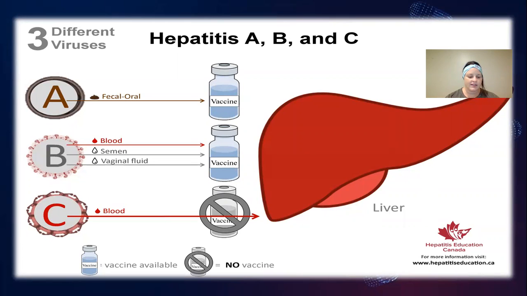The types of hepatitis are A, B, and C. Hepatitis A is spread through the fecal-oral route from food or water contaminated with the virus. Hepatitis B is spread through blood, semen, and vaginal secretions. And hepatitis C is spread through blood and body fluids. There's also hepatitis D that can develop from hepatitis B. There's no current vaccine for hepatitis C like there are for the others.